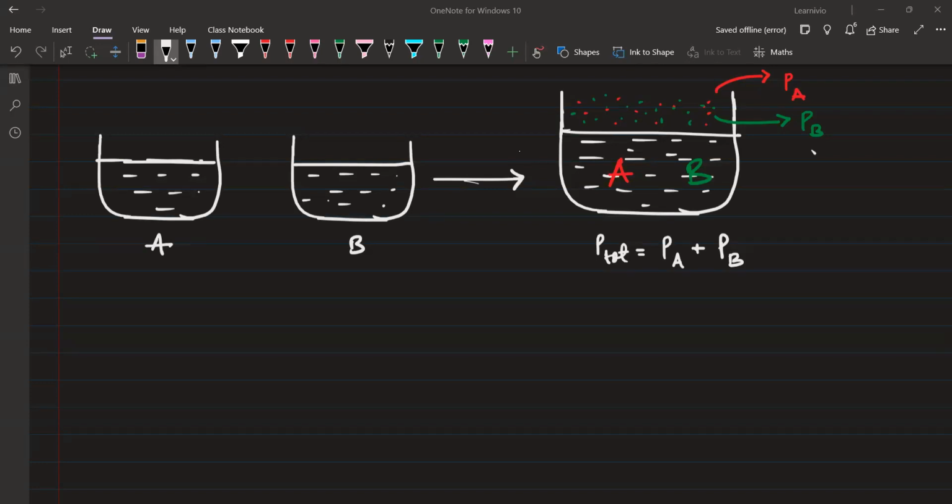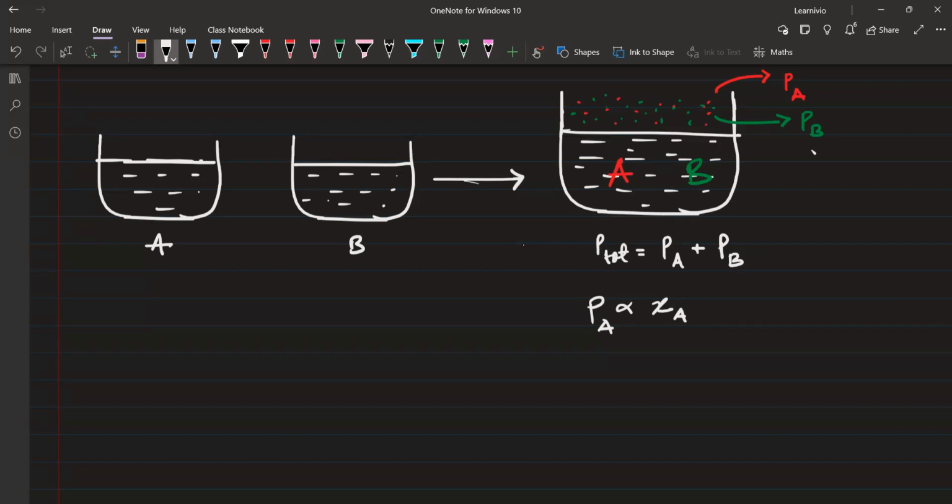What is PA? Can I say that PA will depend on the amount of liquid A we are having? If I have more liquid A, the vapors of A will also be more. If I have less amount of liquid A, the vapors formed from liquid A will also be less, because we are getting the vapors of A only because of the evaporation of the liquid A, and from the vapors, we are getting the pressure. So I can say PA will be directly proportional to chi A, the mole fraction of A, the amount of A that we are having inside the solution. Make sense till here? Yes or no?